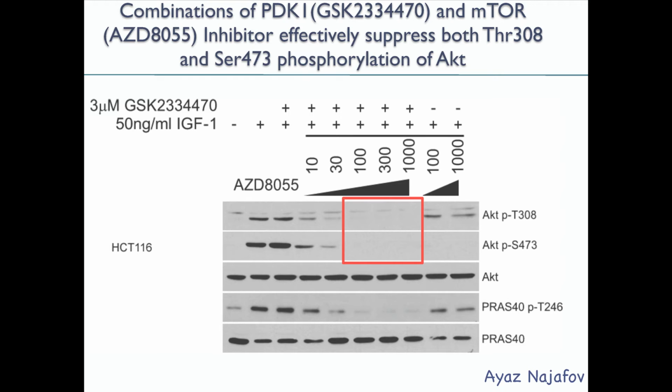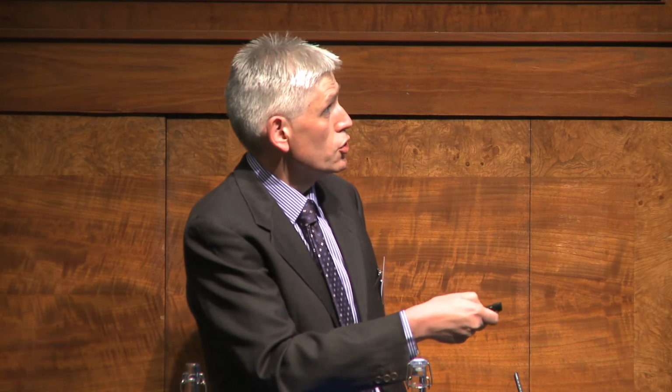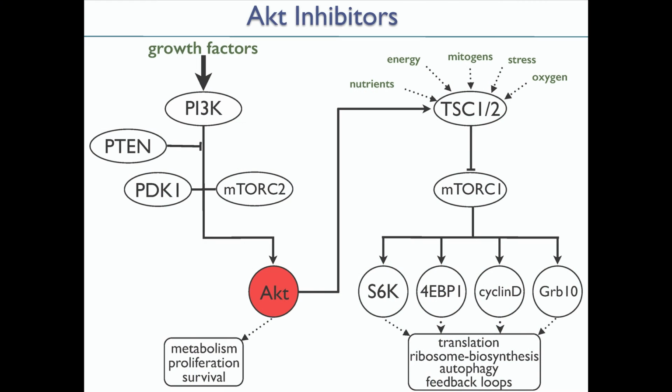And this is just one example of a lot of work that's been done in this area, where we look at the critical activating phosphorylation sites on AKT, which are threonine 308 and serine 473. You only see significant suppression of these phosphorylation sites when you combine an mTOR inhibitor with a PDK1 inhibitor, and only in the combination of these inhibitors do you get very effective suppression of the phosphorylation of these sites. And in every cancer cell line this has been done on, you see the same results.